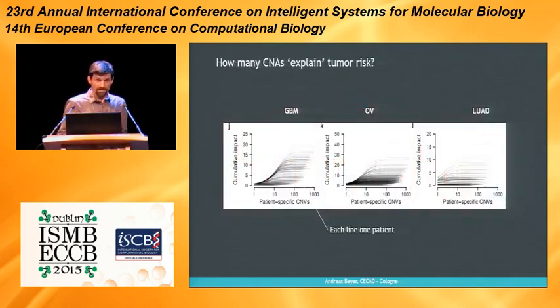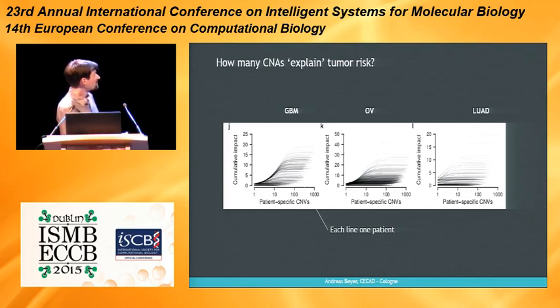So first of all, how many copy number changed genes do you have to look at in order to fully explain the change in survival for each patient? So basically, how many mutations are impacting on survival? That's the question here. In these graphs, you see the cumulative impact that we have if we consider several copy number change genes together. Each line is one patient. We start with the specific mutation of a patient that has the highest impact, then we add the second one, the third, and so on.